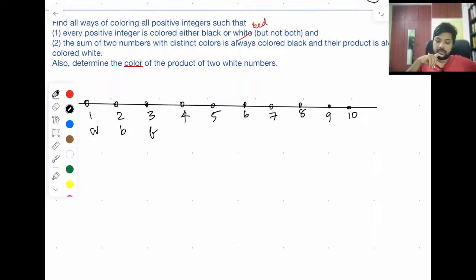This will become black. Oh no, this is a different coloring. White, black, black. Fixes everything else as black, is it? Yeah, 1 plus 3 is again black. Yeah, black. That's correct. Everything is black. But the product of two distinct, no, it's wrong, right? The product condition will fail. If you take sum of two numbers with distinct colors is always black, and their product is always colored white. Product of 1 and 3 should have been white. It's not possible.